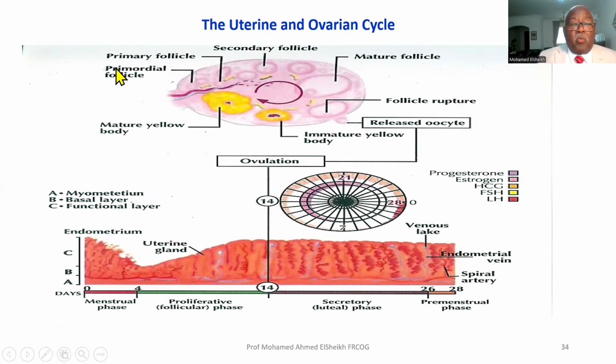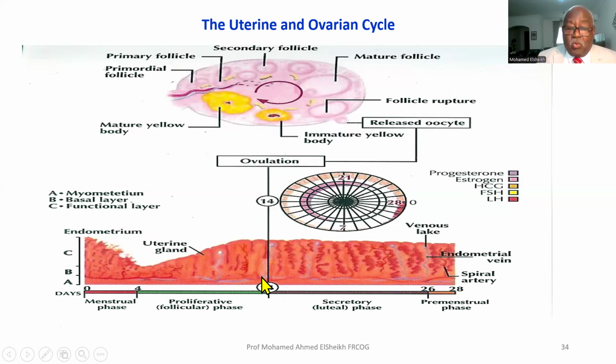Starting from here, this is a primordial follicle, dividing to give the primary follicle. The primary follicle will go into the secondary follicle. The secondary follicle will mature until it becomes mature here, and then ovulation takes place, and the ovum will be released, oozing out. At the same time, the yellow body will be there, immature, and then it becomes a mature corpus luteum, which is responsible for the secretion of progesterone. So this is the cycle that occurs in the ovary.